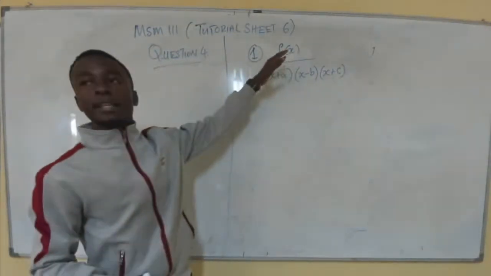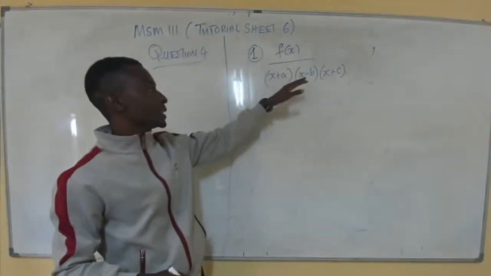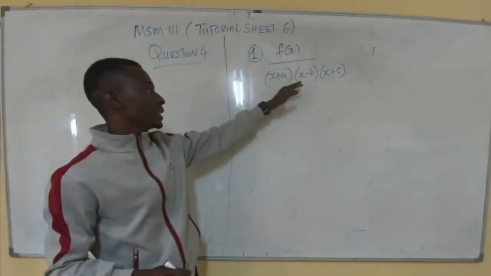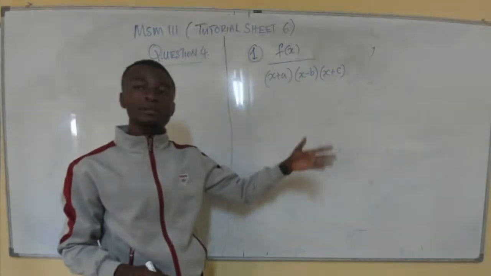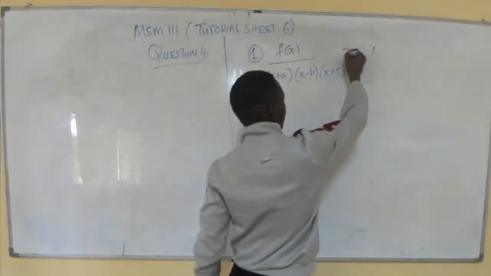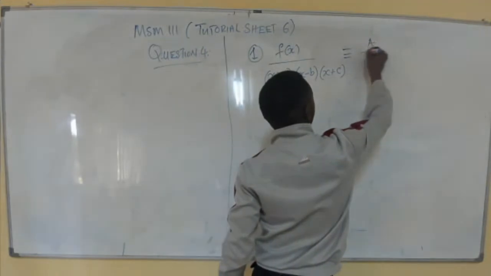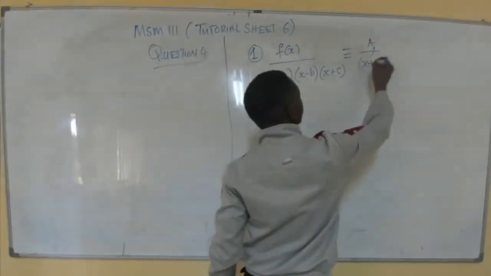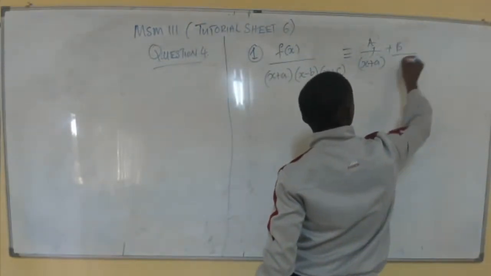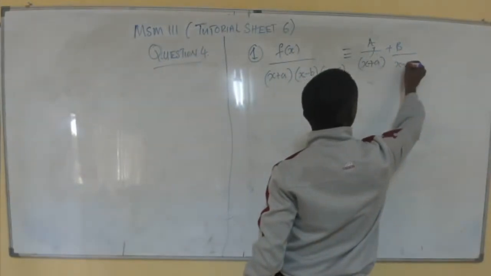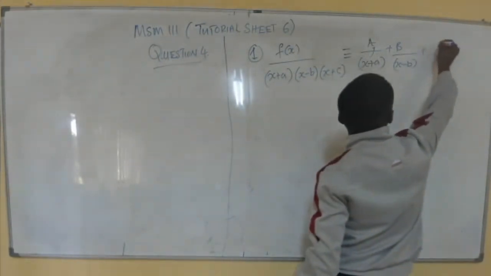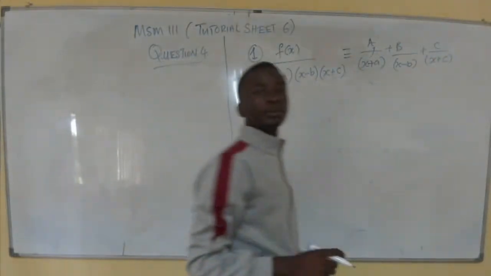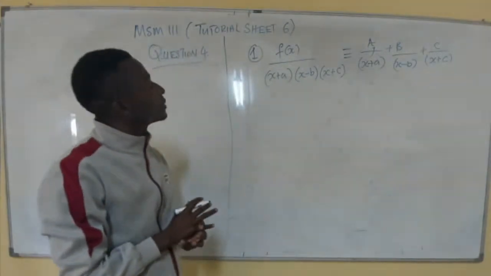Given an expression with a denominator containing linear factors, this can be resolved into partial fractions as a over x plus a, b over x minus b, plus c over x plus c. So that's what I wanted you to know.